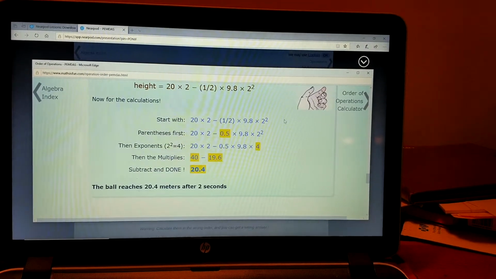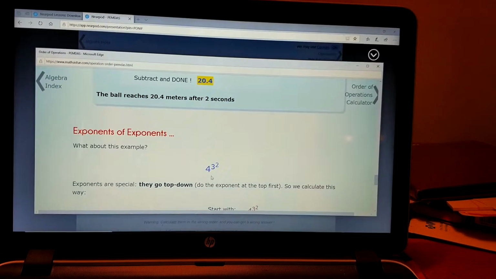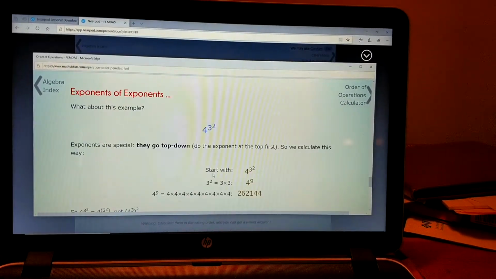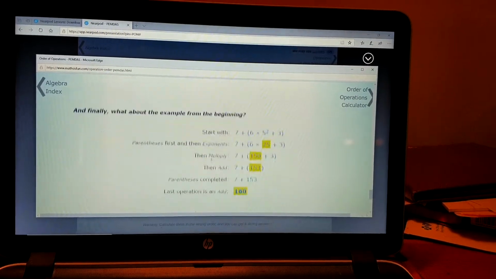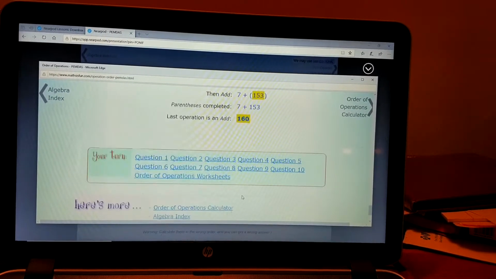And then it goes on to talk about exponents of exponents, which we didn't deal with, but it's fairly straightforward how to work those. And then it goes back to the original question and runs through and gives them the answers.